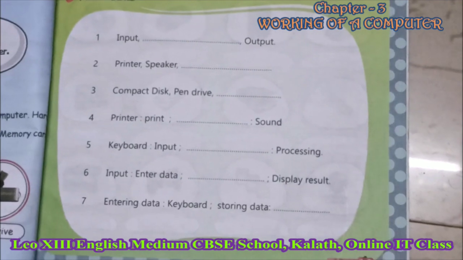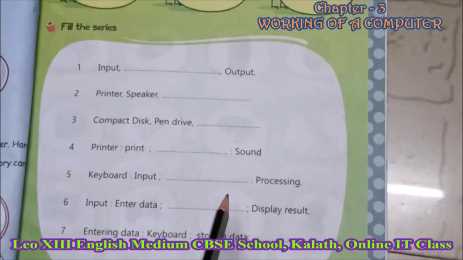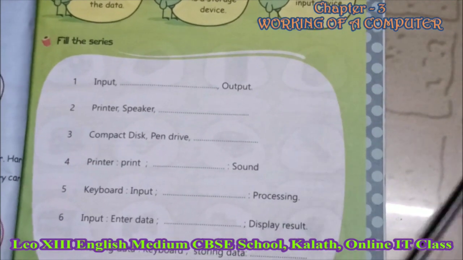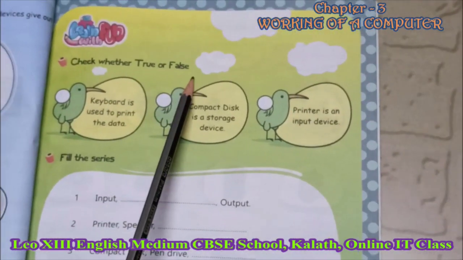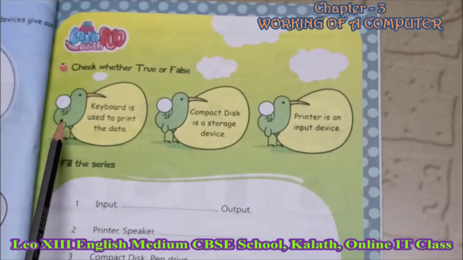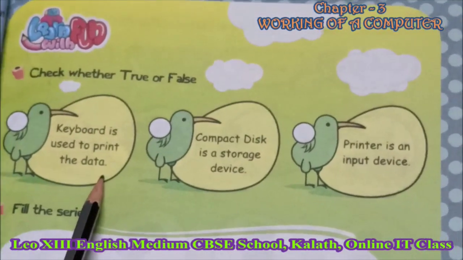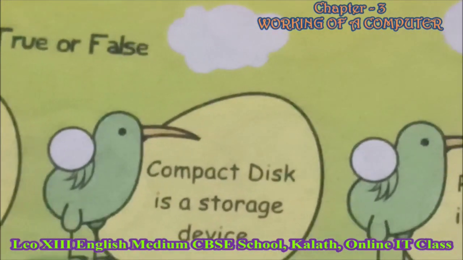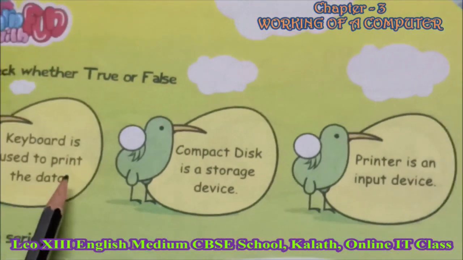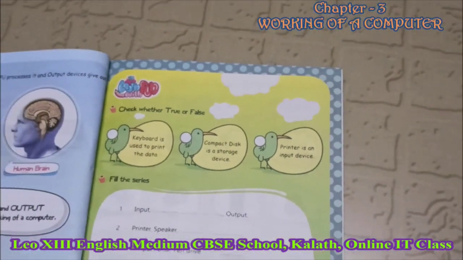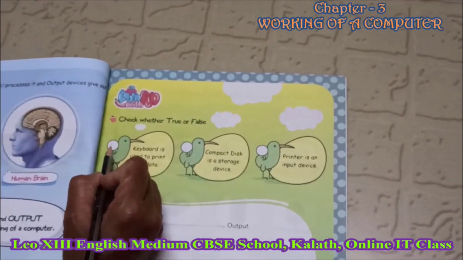Children, all of you take page number 35. Now we are going to do the first activity. The activity is check whether true or false. The first question is, keyboard is used to print the data. Is it true or false? We know that printer is used to print data. So it is wrong. All of you write here false, F.